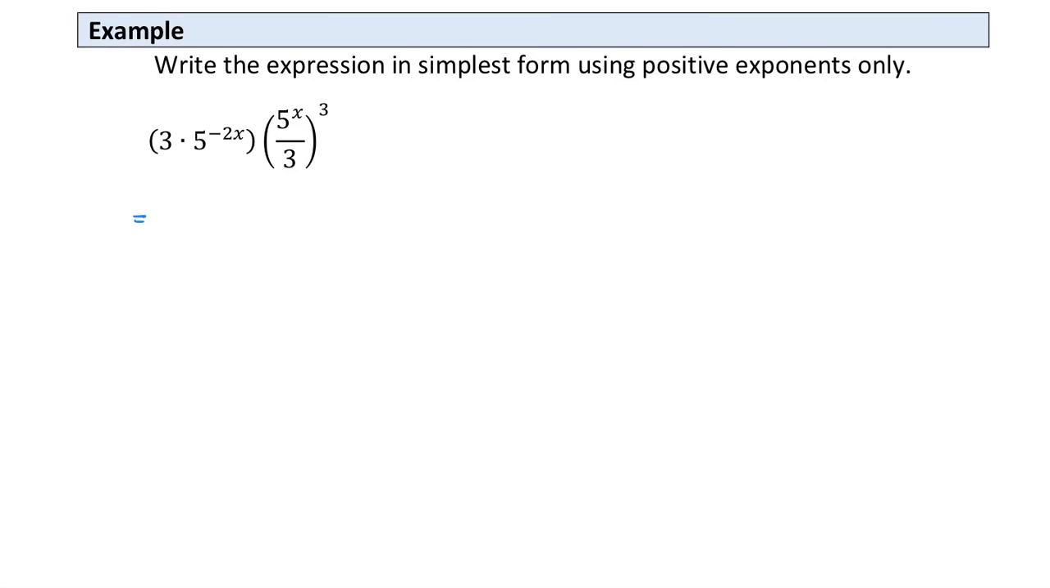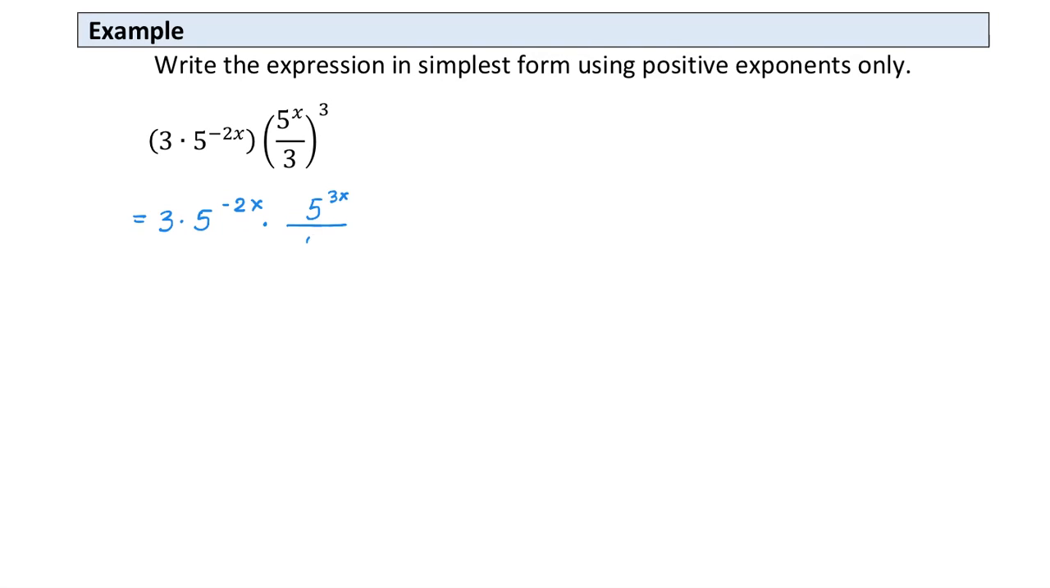So now we will have 3 times 5 to the power of negative 2x times, then 5 raised to the power of 3 will be 5 to the power of 3x because we are multiplying these two exponents. So in the numerator we will write 5 to the power of 3x. Then in the denominator 3 to the power of 3 will be 27.